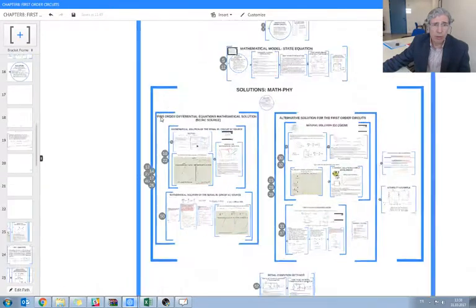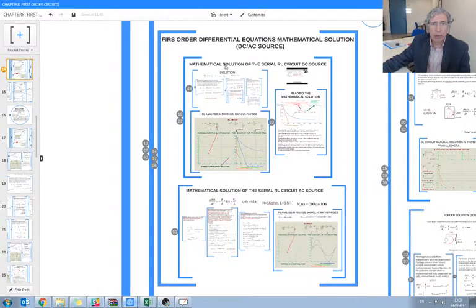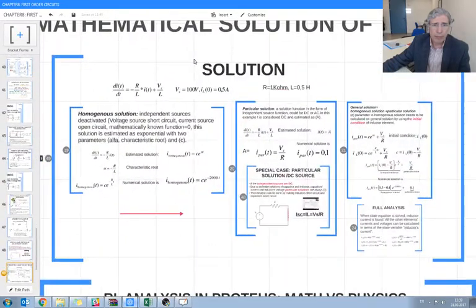Let me go in. Mathematical solution of serial RL circuit. The solution has got two parts: homogeneous solution, particular solution, and general solution. The general solution is the summation of those two solutions. We have done all that.